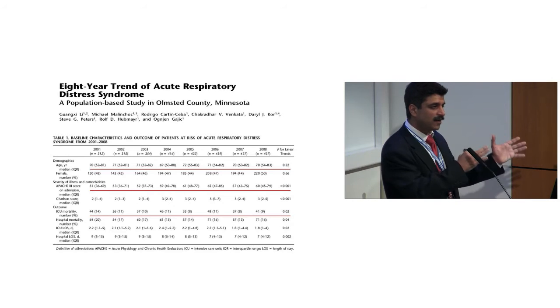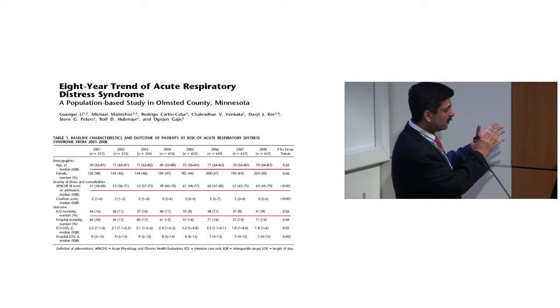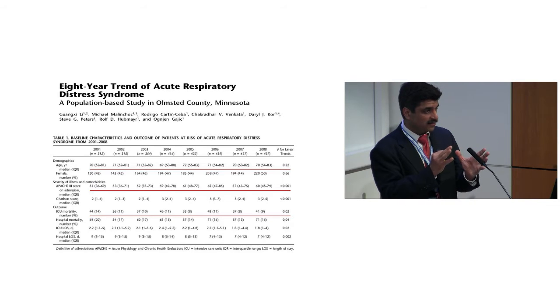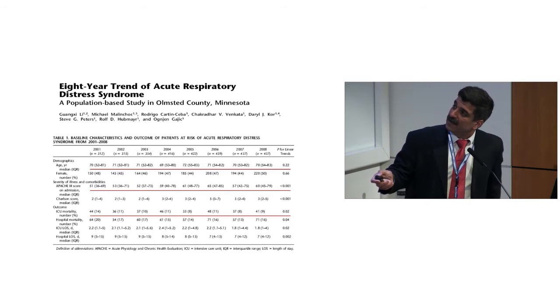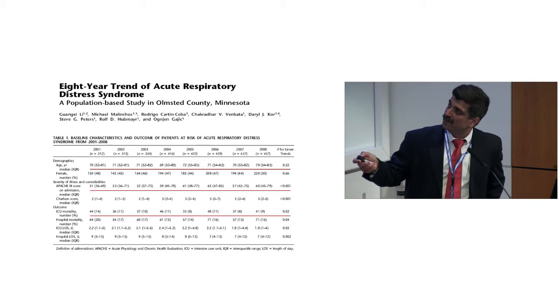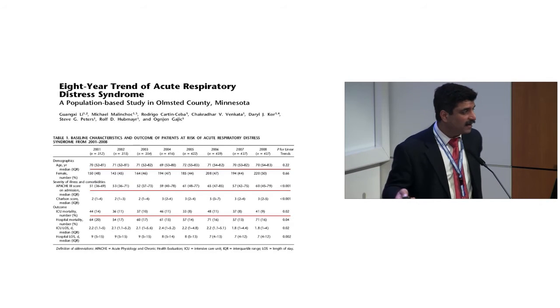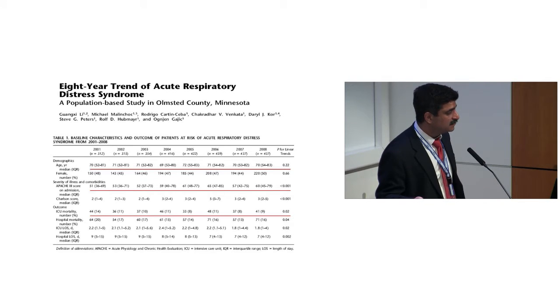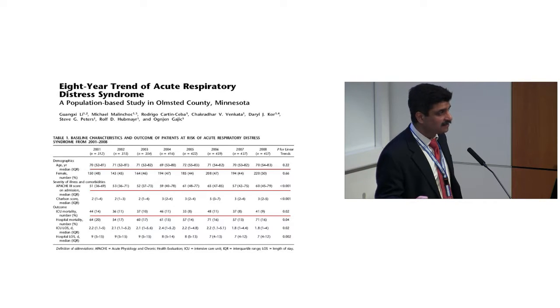They divided ARDS into primary ARDS, that is community acquired, and secondary ARDS, that is hospital acquired. And they found that over the years, the age profile remained the same. Over the years, there were sicker patients getting admitted to intensive care with ARDS. But over the years, the mortality started coming down, both ICU mortality and hospital mortality. So with admitting sicker patients, the mortality was getting better.